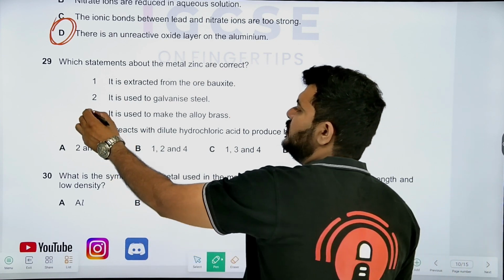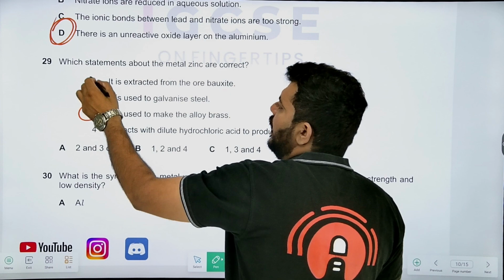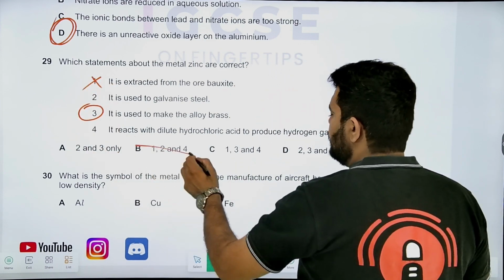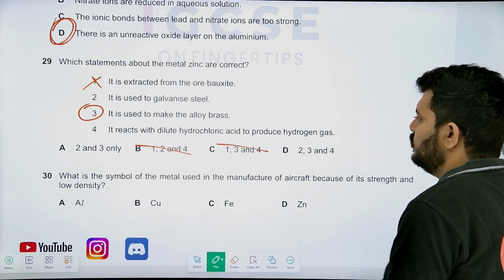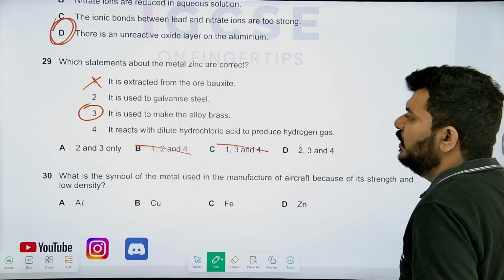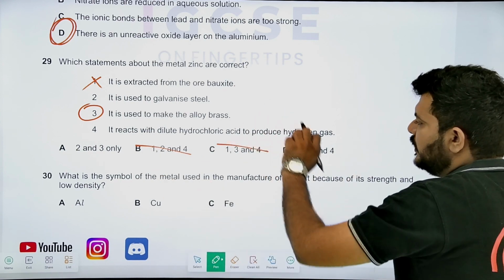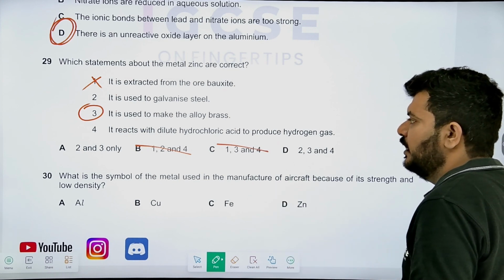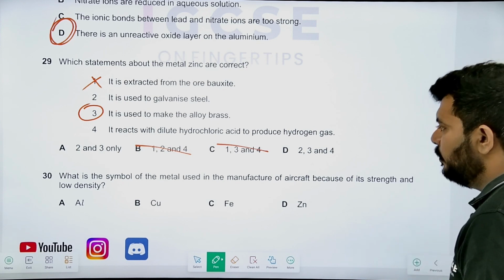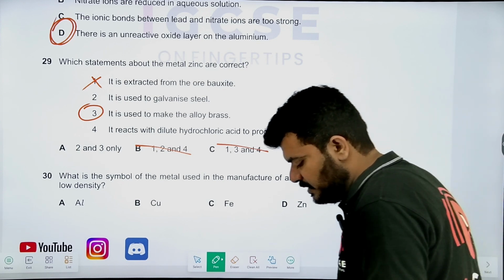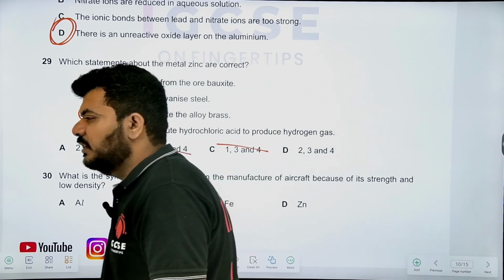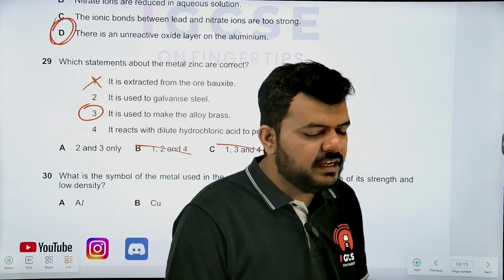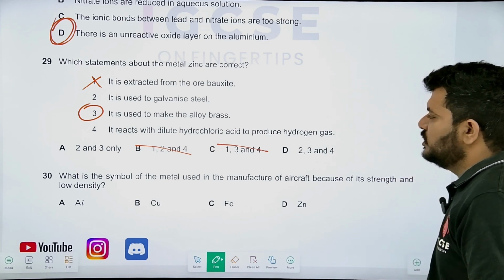See, I know 3 is correct for sure. I know 1 is incorrect for sure. Right. So the options are 2 and 3 only, or 2, 3 and 4. So I don't even need to check 2. I think I only need to check the fourth statement. Is zinc above hydrogen in the reactivity series? I think zinc reacts with acid to give hydrogen.